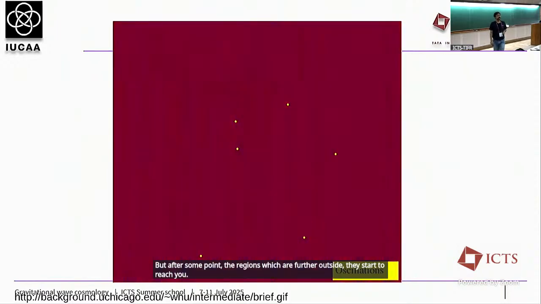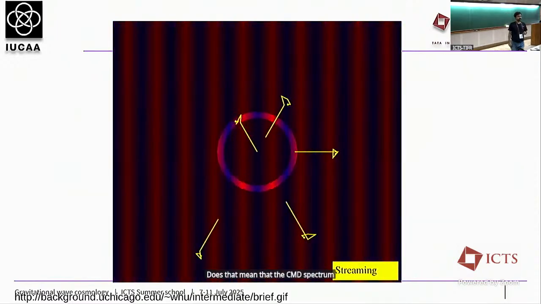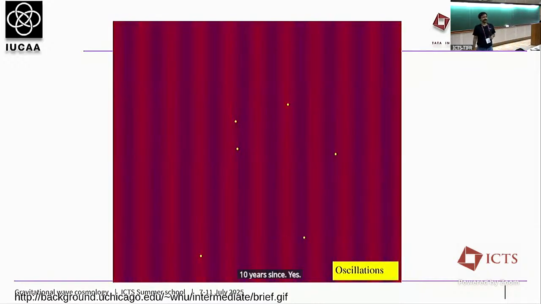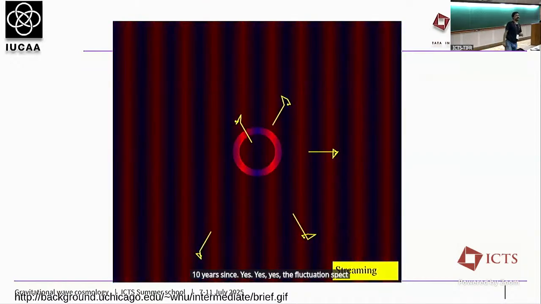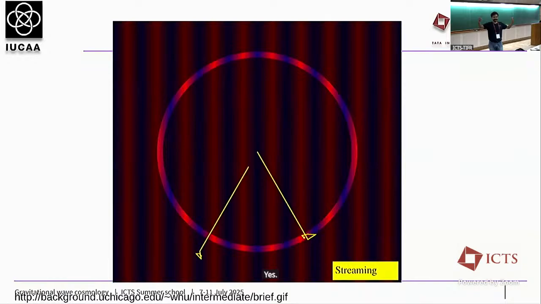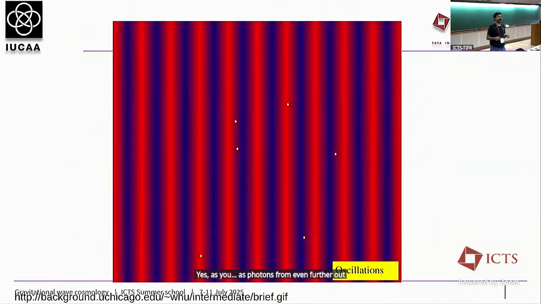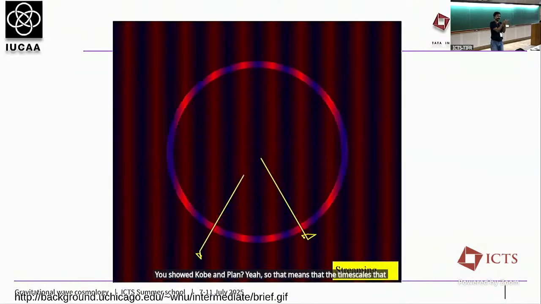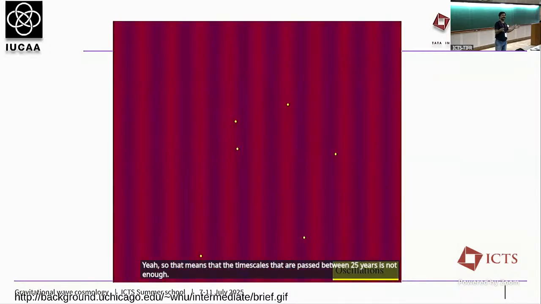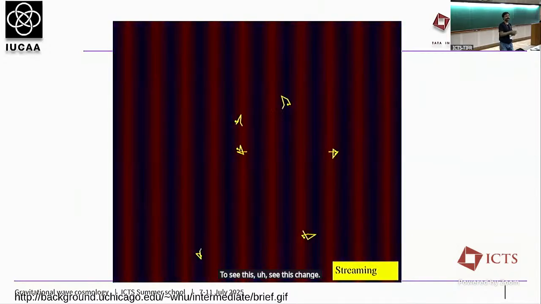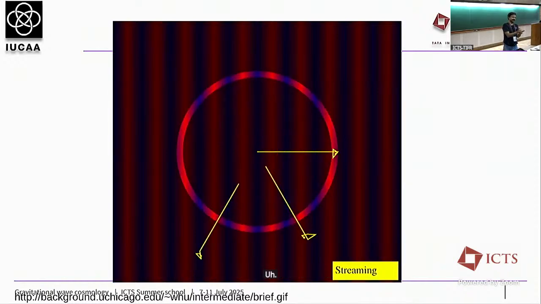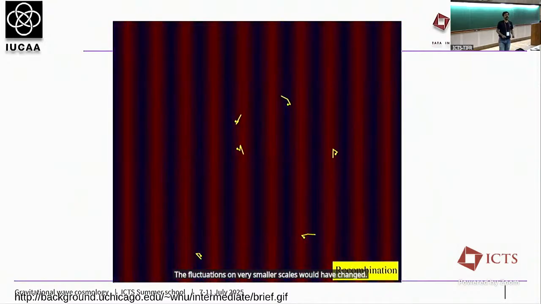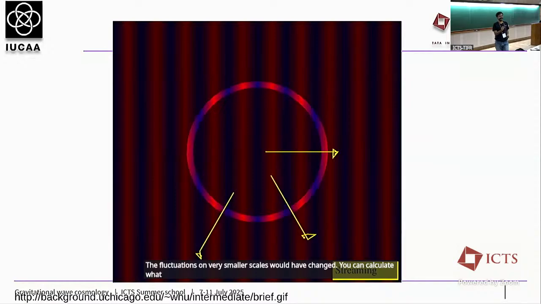Okay. Does that mean that the CMB spectrum that I observe today will be different from the spectrum I observe 10 years hence? Yes. Not the black body temperature, but yes, the fluctuation spectrum is expected to change over time, as photons from even further out reach you. But you showed COBE and Planck. Yeah, so that means that the time scale that has passed between them, 25 years, is not enough to see this change, right? Because even within 25 years, the fluctuations on very small scales would have changed. Right? You can calculate what this time scale change would be, right?